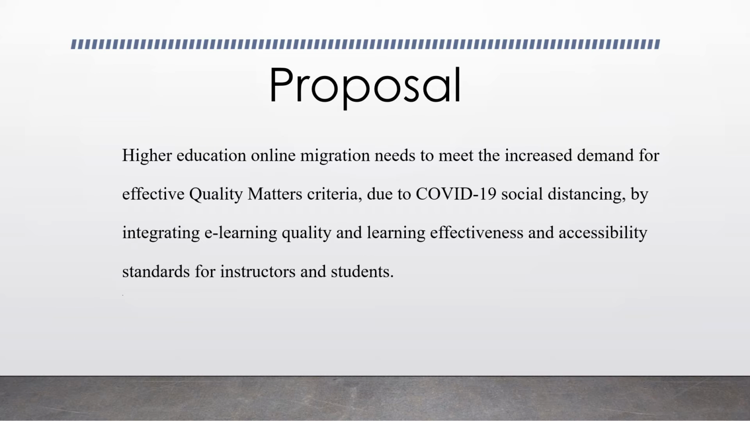The proposal of this presentation is to determine higher education online migration needs to meet the increased demand for effective Quality Matters criteria due to the COVID-19 social distancing situation by integrating e-learning quality and learning effectiveness and accessibility standards for instructors and students.